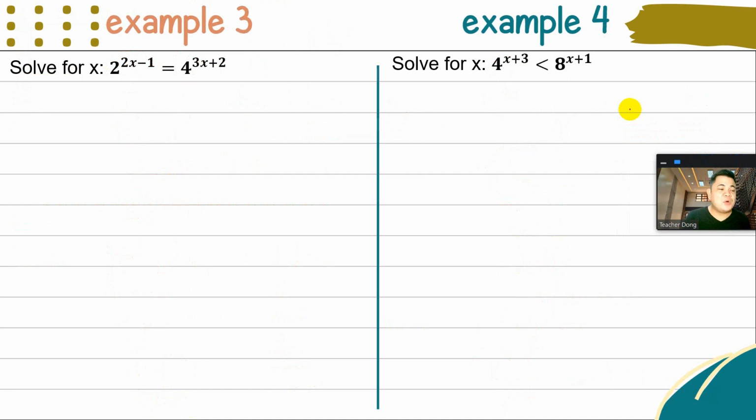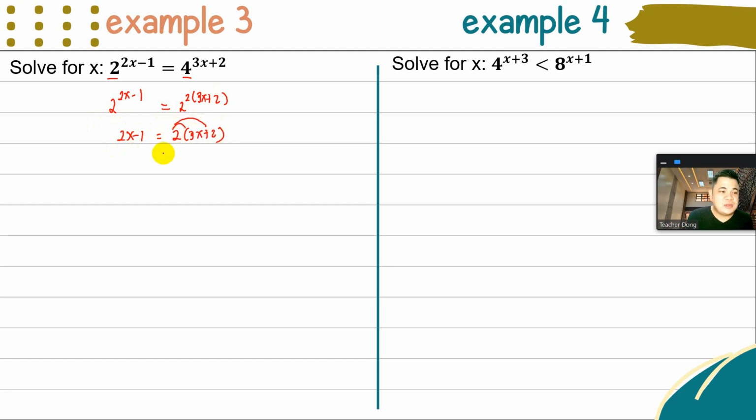Next, let's have example number 3. So for example number 3, let's solve for the value of x. So in this case, as you can see, this is very easy. We cannot anymore get another lower base than 2 because 2 is a prime number. So we can just copy 2 raised to the power of 2x minus 1. And here 4, how many 2's will you multiply to make it 4? 2. So 2 squared times 3x plus 2. And then after that, since the bases are already similar, you can equate the exponents. 2x minus 1 equals 2 times 3x plus 2.